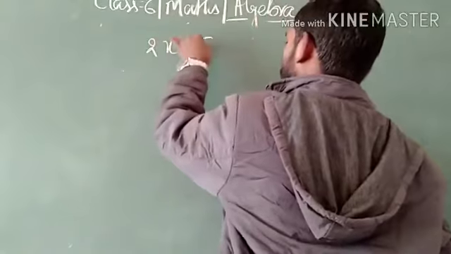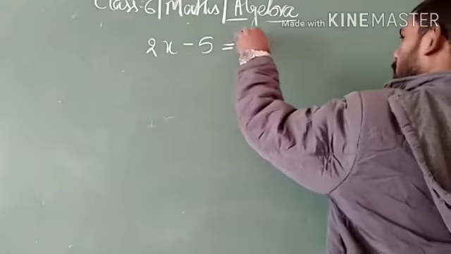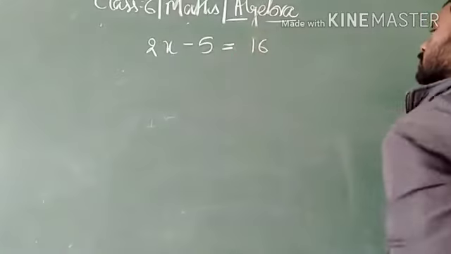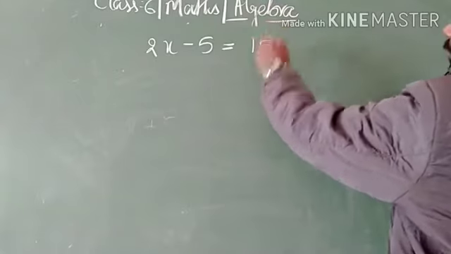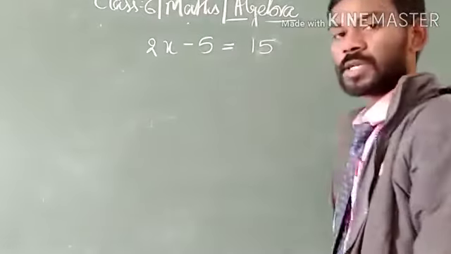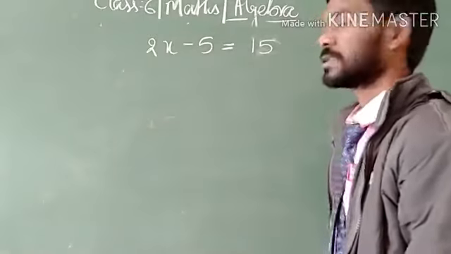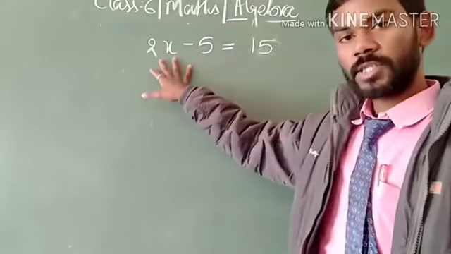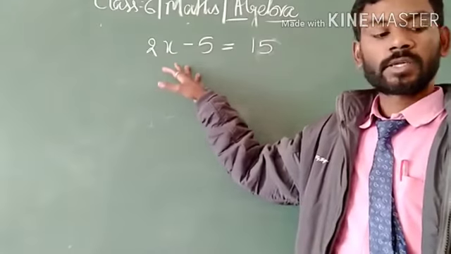2x minus 5 is equal to 15. Okay, students, so this is the given question and we have to solve it. In this question, we can see that there are two constants which combine with x.